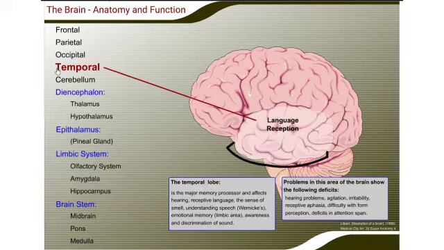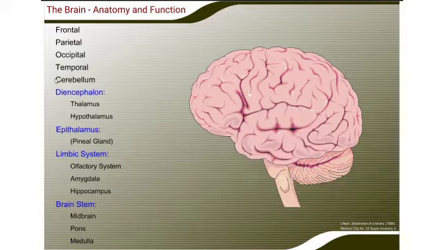The temporal lobe is the major memory processor and affects hearing, receptive language, the sense of smell, understanding speech, emotional memory, and awareness and discrimination of sound. Problems in this area of the brain show the following deficits: hearing problems, agitation, irritability, receptive aphasia, difficulty with form perception, and deficits in attention span.